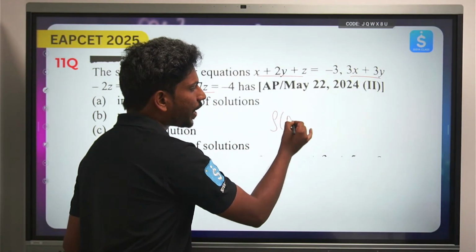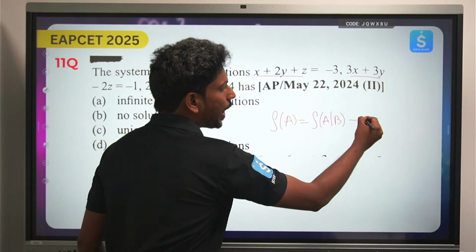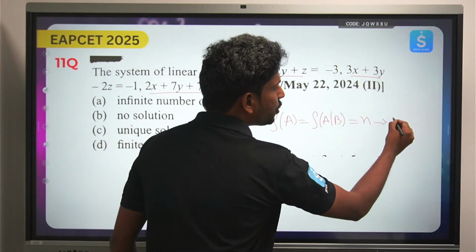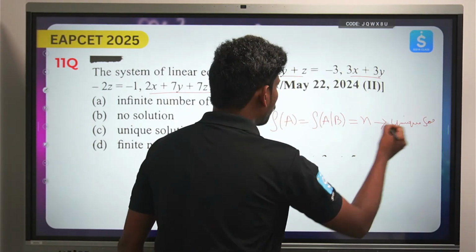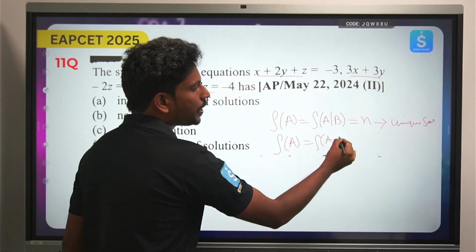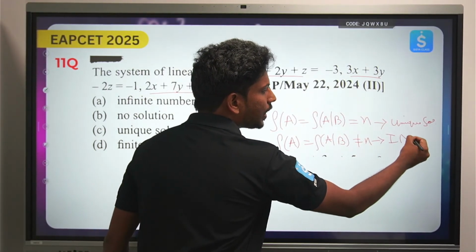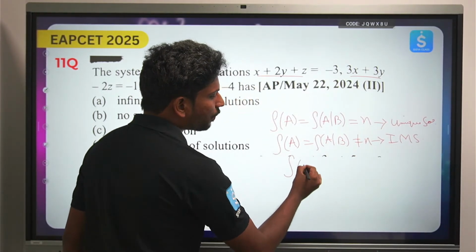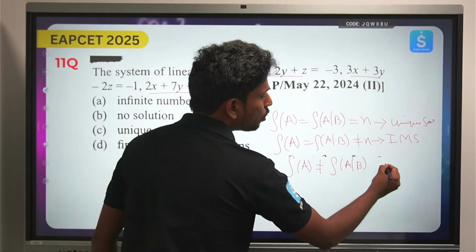If rank of A is equal to rank of AB is equal to n, then it has a unique solution. If rank of A is equal to rank of AB, but it is not equal to n, then it has infinitely many solutions. If rank of A is not equal to rank of AB, then it has no solution.